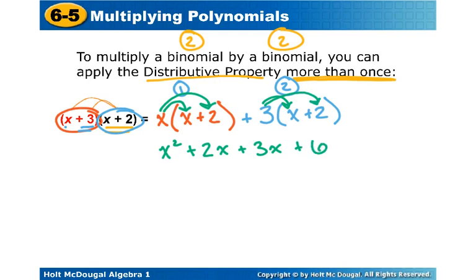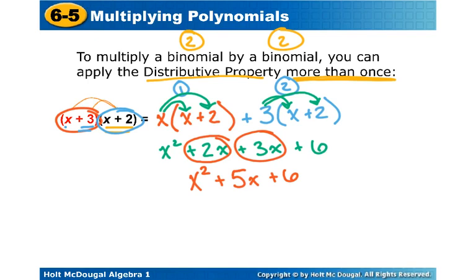Now, if you notice, you have some like terms here. So in this case now, we're going to combine those like terms. So you get x squared plus 5x plus 6. Okay, so multiplying 2 binomials together, you need to make sure that you apply the distributive property twice.